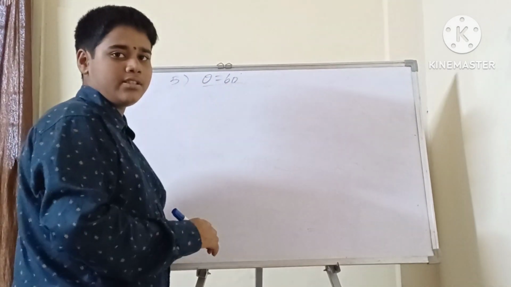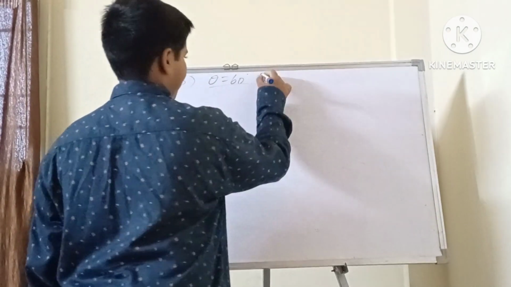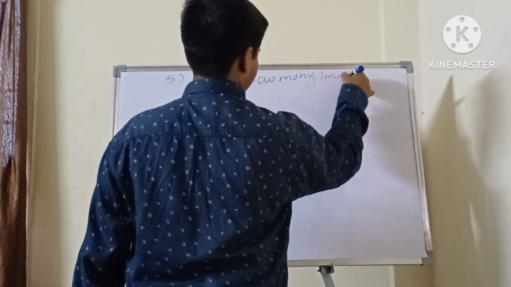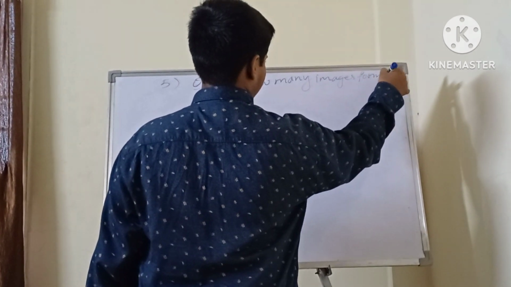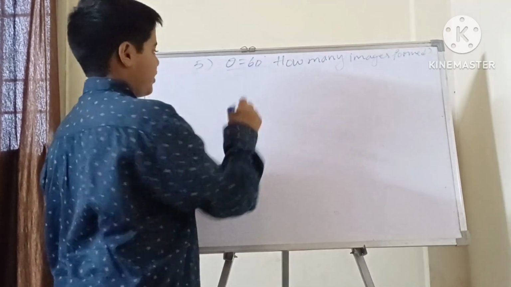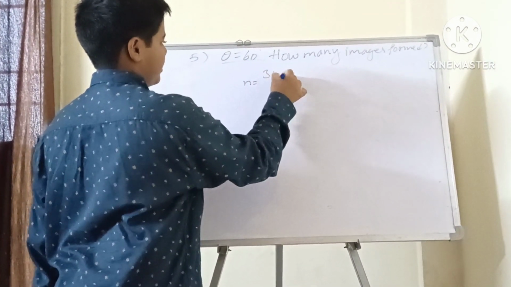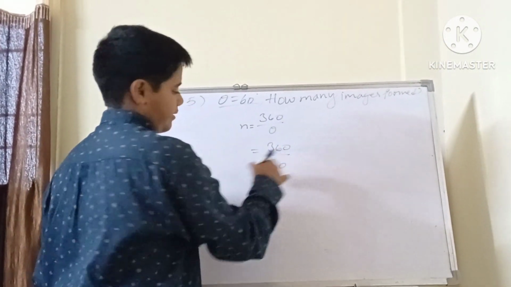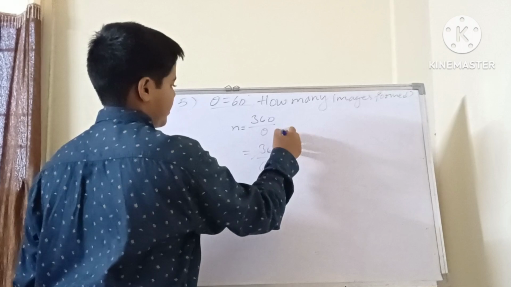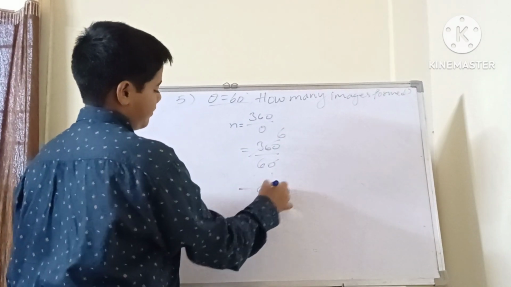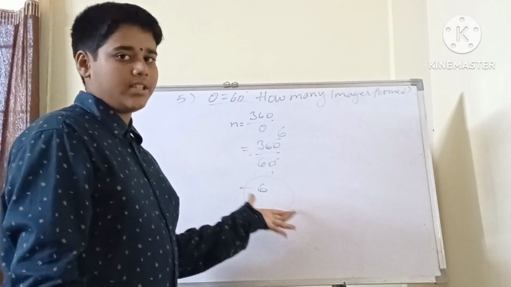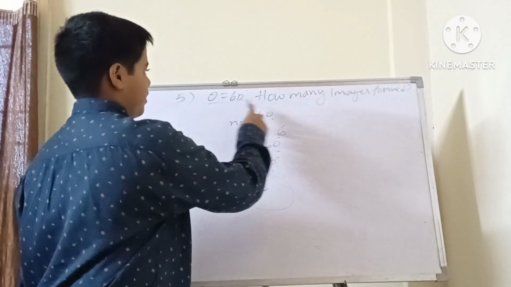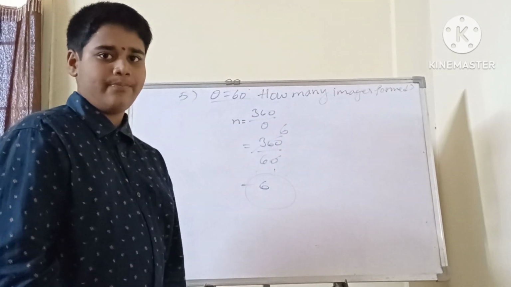Here they give theta is equal to 60 degrees, and how many images form? The formula is n is equal to 360 by theta. So 360 by 60 degrees, 60 sixes are 360. So 6 images will be formed. This is even, so we should neither subtract nor add. So 6 images are formed when theta is equal to 60 degrees.